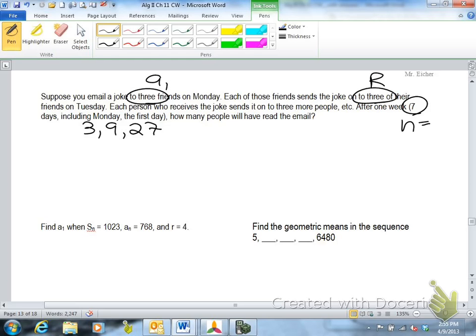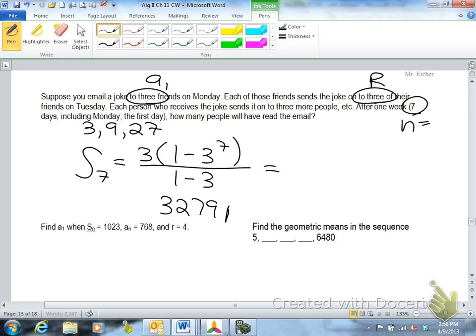So for total people that have read it, the sum after 7 days would be your first term, 3 people knew it at the beginning, times 1 minus their tripling. You're telling 3 friends, which is tripling each day. Raised to the 7th, divided by 1 minus 3. And we can calculate that. Okay, 3,279 people have heard the joke after a week. Plus you, if you count yourself, so it'd be 3,280. I guess you could factor in yourself.